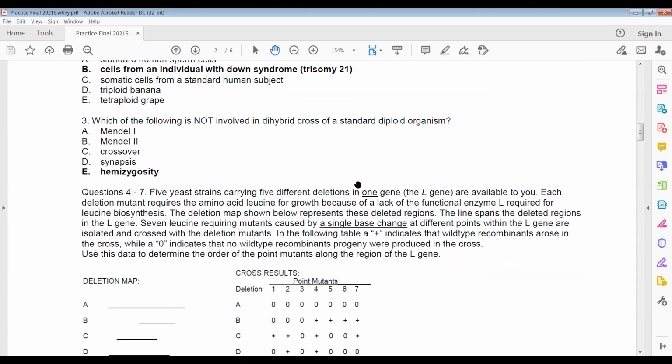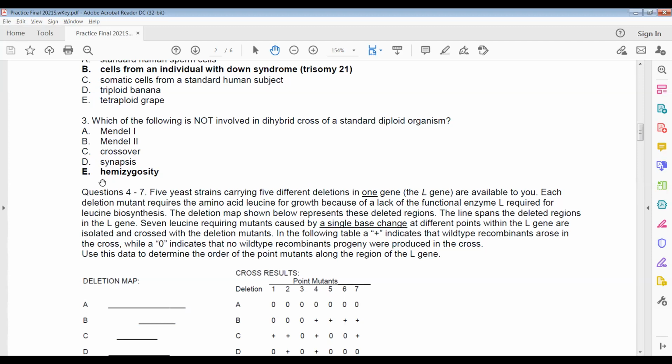Okay, number 3. Which of the following is not involved in the dihybrid cross of a standard diploid organism? We're talking about standard, so no non-standard events, and this is a diploid organism. Dihybrid means we have two genes, and for each of these genes we have a hybrid genotype, right?